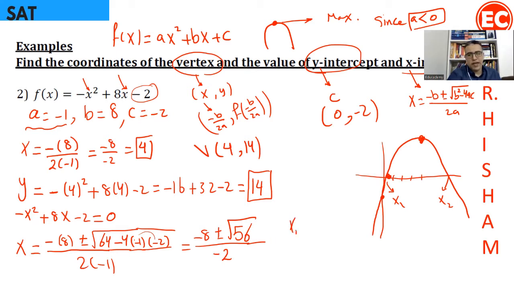So x1, I can write it as negative 8 plus root 56 over negative 2. I think this is minus. And x2, because it's the far away one, negative 8 plus root 56 over negative 2. I didn't simplify it because it's not necessary right now. I'm not discussing the quadratic formula here. You can go back to the video of the quadratic formula and learn from there how to simplify the form of the quadratic equation.